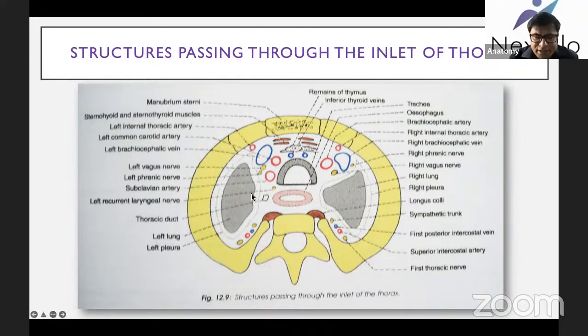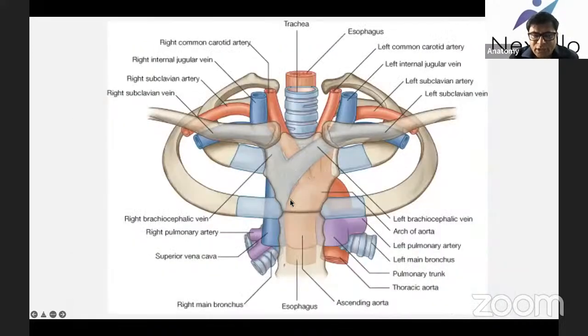On the two sides, you find the apices of the lungs, covered by the cervical pleura. So these are the structures passing through the inlet of the thorax. And for MCQ purposes, I have included an image. You can see what lies just behind the sternoclavicular joint on both sides: the commencement of the right and left brachiocephalic veins.